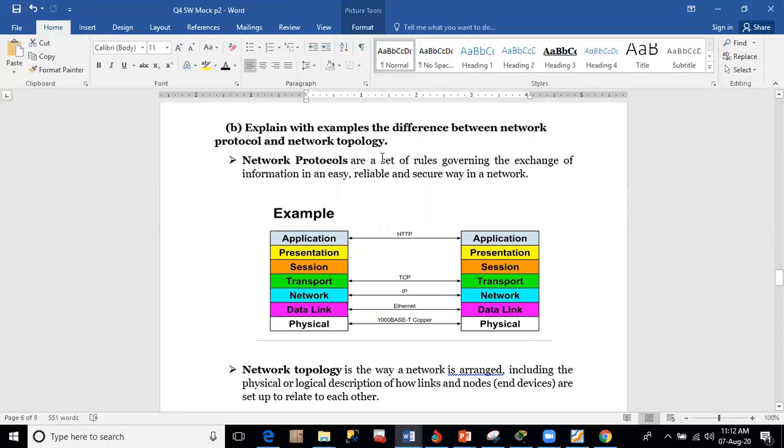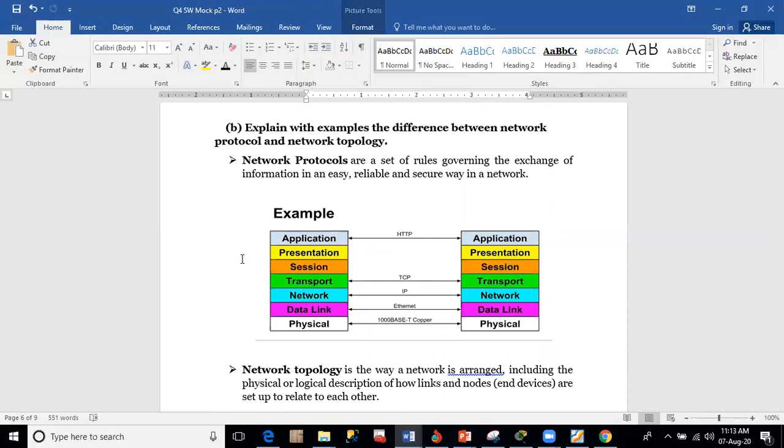Network protocols are a set of rules governing the exchange of information in an easy, reliable, and secure way. With the layman's way of understanding this, it's like right now I'm communicating with you guys. There are protocols that have been put in place for us to better communicate. Like, for example, I am using English or Franglais to communicate with you guys, and you guys are understanding what I'm saying. That is a protocol.